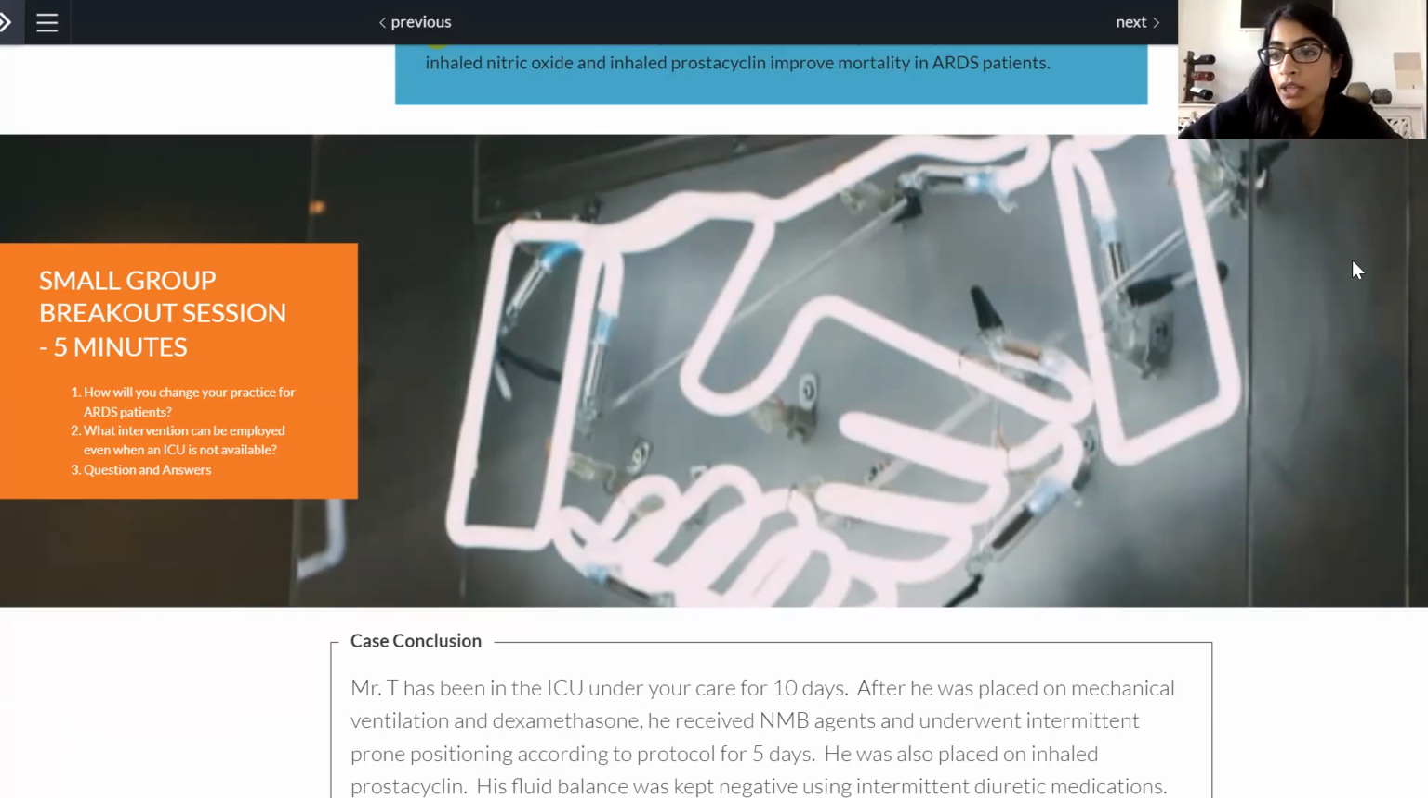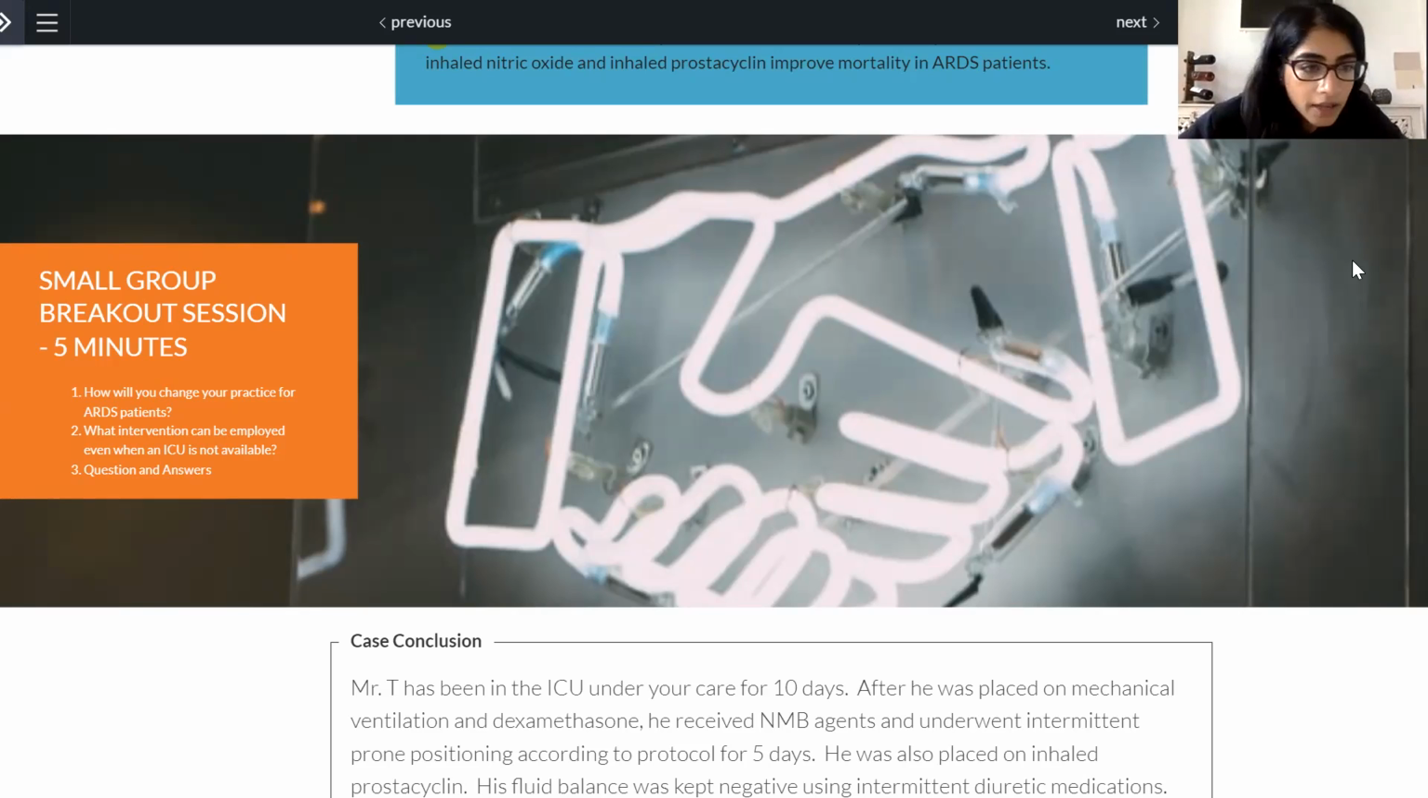But again, if you are using it in whatever setting you are in, and you do have access to it, make sure you're properly trained to use it, because you don't want to be making mistakes with the circuit or with the ventilator, especially if the patient's on 90 or 100% oxygen. So just be careful if you are going to embark on pulmonary vasodilators.